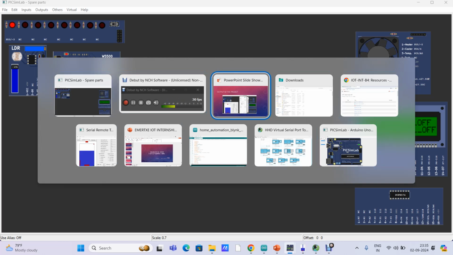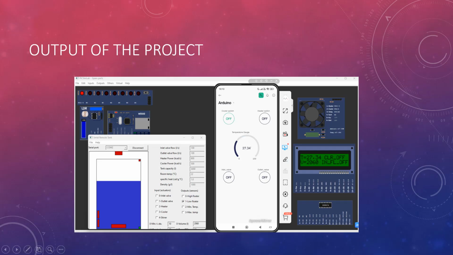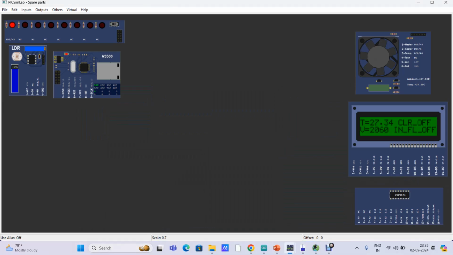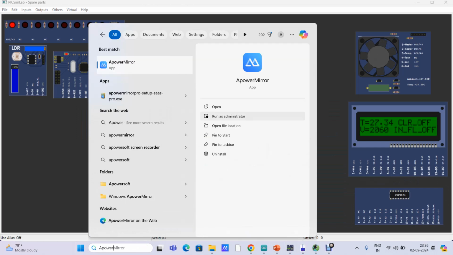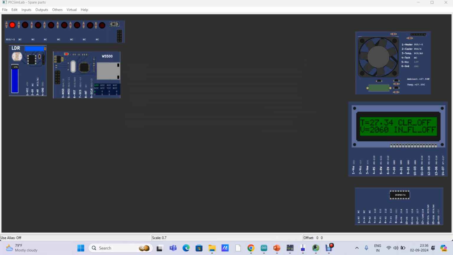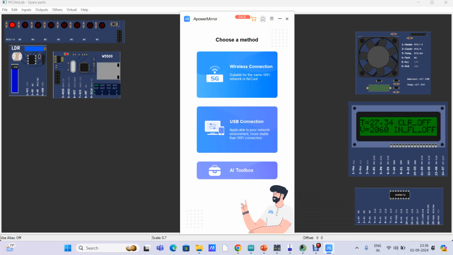Where is my power? First, let me connect the mirror to my mobile. Then I will do it. One second. Localhost.